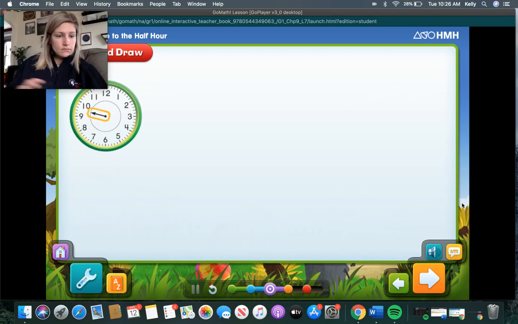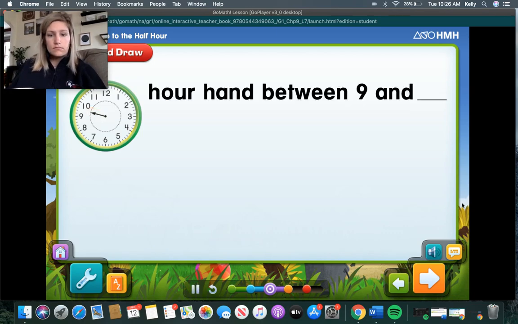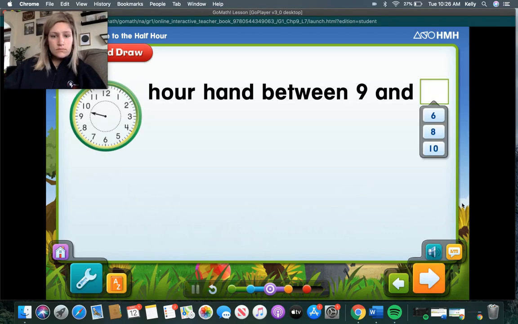The hour hand is between 9 and which other number? So let's go ahead and look, just like we talked about. The hour hand is between 9 and 10. So that means right now this clock is showing some time between 9 o'clock and 10 o'clock. Right. The hour hand is between 9 and 10.